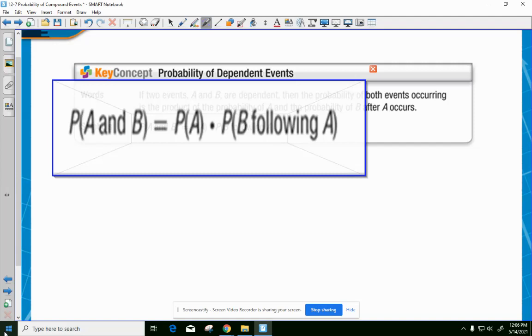All right. Now, dependence means that one of them is affecting the other. Okay. So let's do it right now.